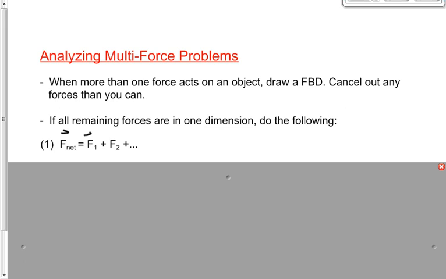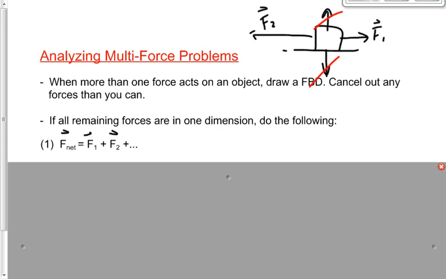So if I do a free body diagram like this, here's a box, here's a force acting down, here's a force acting up, but they canceled because gravity and the normal force ended up canceling. And there was an F1 this way, and there was an F2 this way. Then I would say F net is equal to F1 plus F2. If there was an F3 this way, then I would say F1 plus F2 plus F3, and so on.